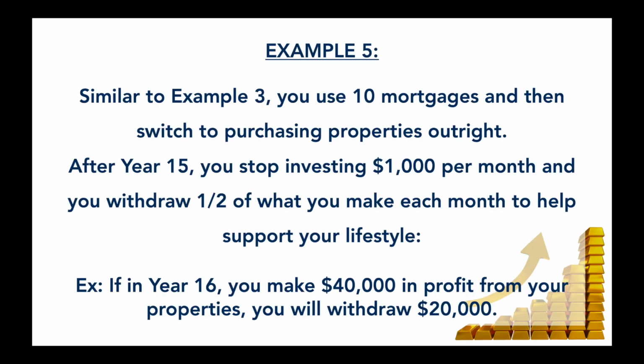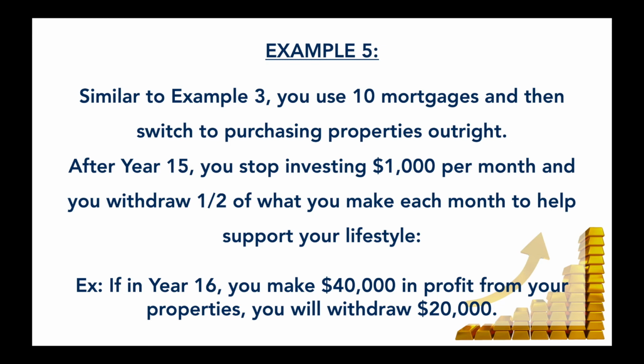Now for the last example. So this example again is similar to example 3 in that you can get 10 conventional mortgages, and then once you use up those 10, you're going to switch to purchasing properties outright. Now, part of the appeal of rental income is that you can have passive income that you can live off of after you've retired or stopped working as many hours as you had been. So in this case, we're going to show how that could work.